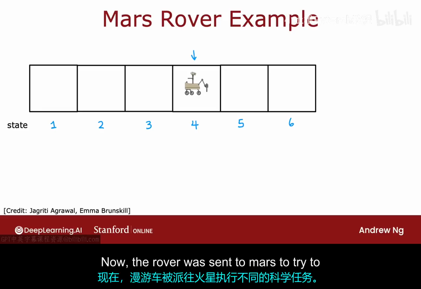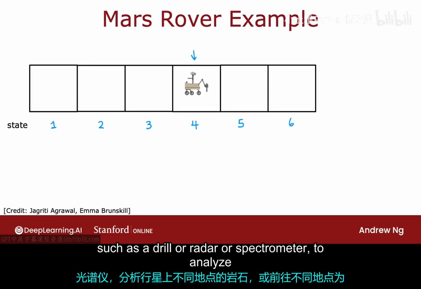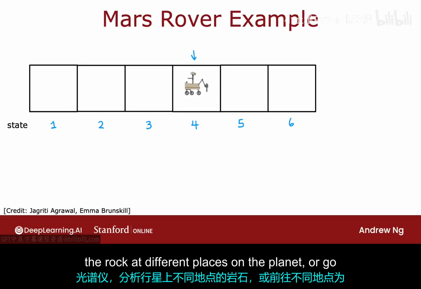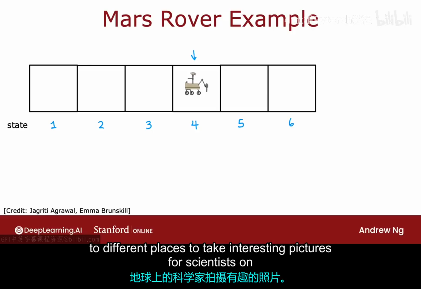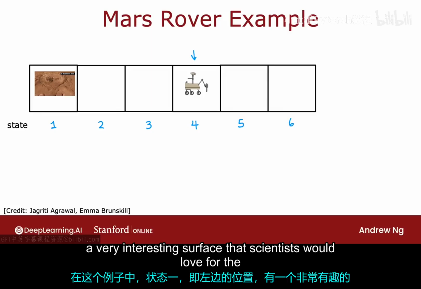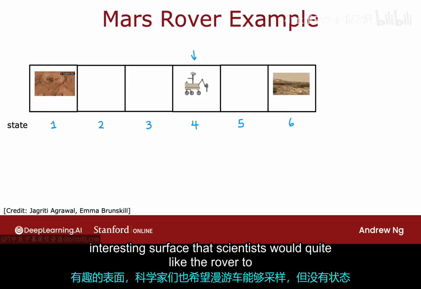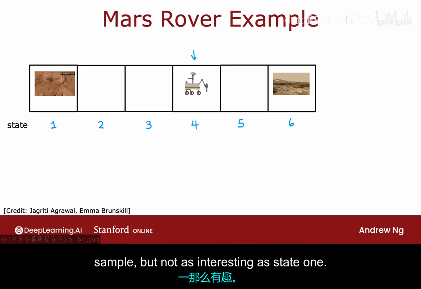Now, the rover was sent to Mars to try to carry out different science missions. It can go to different places to use its sensors, such as a drill or a radar or a spectrometer, to analyze the rock at different places on the planet, or go to different places to take interesting pictures for scientists on Earth to look at. In this example, state 1, here on the left, has a very interesting surface that scientists would love for the robot to sample. And state 6 also has a pretty interesting surface that scientists would quite like the rover to sample, but not as interesting as state 1.